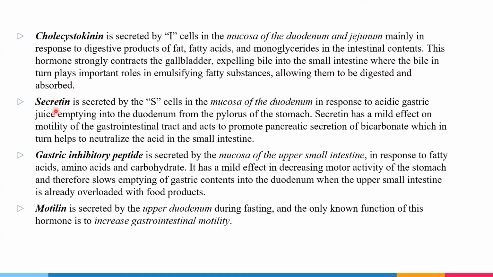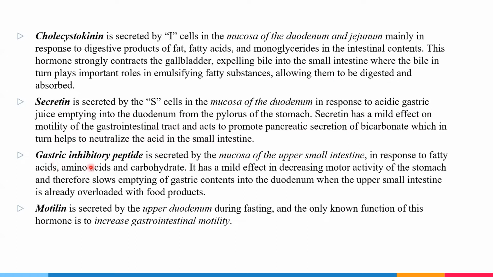Next, we look into secretin, which is secreted by the S cells in the mucosa of the duodenum in response to acidic gastric juice emptying into the duodenum from the pylorus of the stomach. Secretin has a mild effect on motility of the gastrointestinal tract and acts to promote pancreatic secretion of bicarbonate, which in turn helps to neutralize the acid in the small intestine.